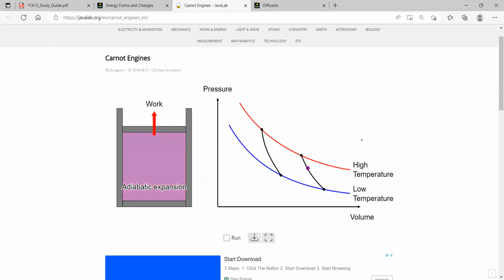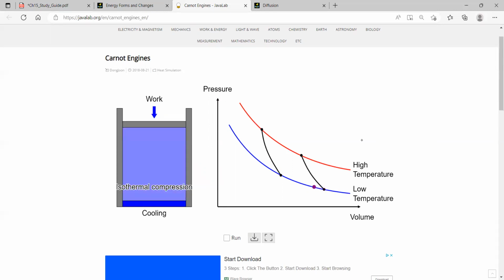Then comes the adiabatic expansion. Adiabatic means Q equal to 0. That means at this time there is no heat exchange between the surroundings and the system, but it is still expanding. Adiabatic expansion means a decrease of the temperature, and a decrease of the temperature means a decrease of the internal energy. So here you see that it goes from the high temperature line to the low temperature line.